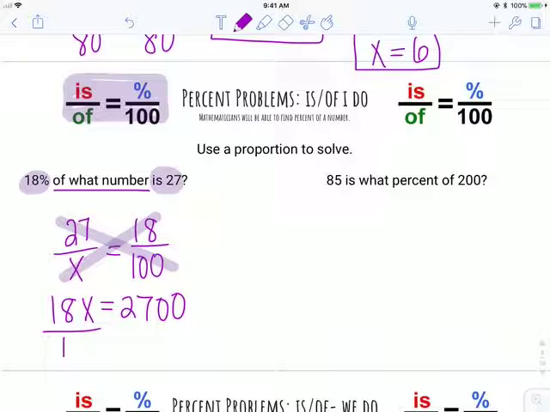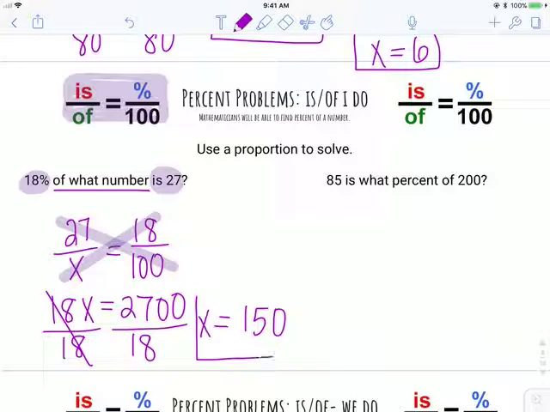Then I cross multiply, and I get 18x equals 2700. I divide by 18 on both sides, and I get x is equal to 2700 divided by 18, and I get 150. And since I'm looking for a number, I just leave the number, no percent sign necessary.